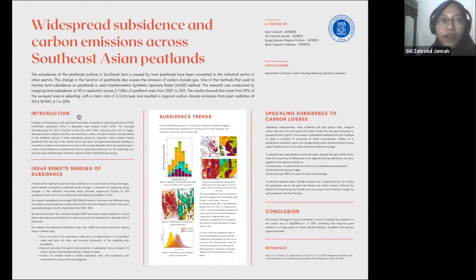There are several ways to monitor land subsidence on peatlands, such as using poles anchored into the underlying clay, and also using interferometric synthetic aperture radar, or InSAR, remote sensing. The method using poles anchored into the underlying clay has some weaknesses, like being limited by the low number of poles, the challenges of multi-layering monitoring, and the inaccessibility of field sites.